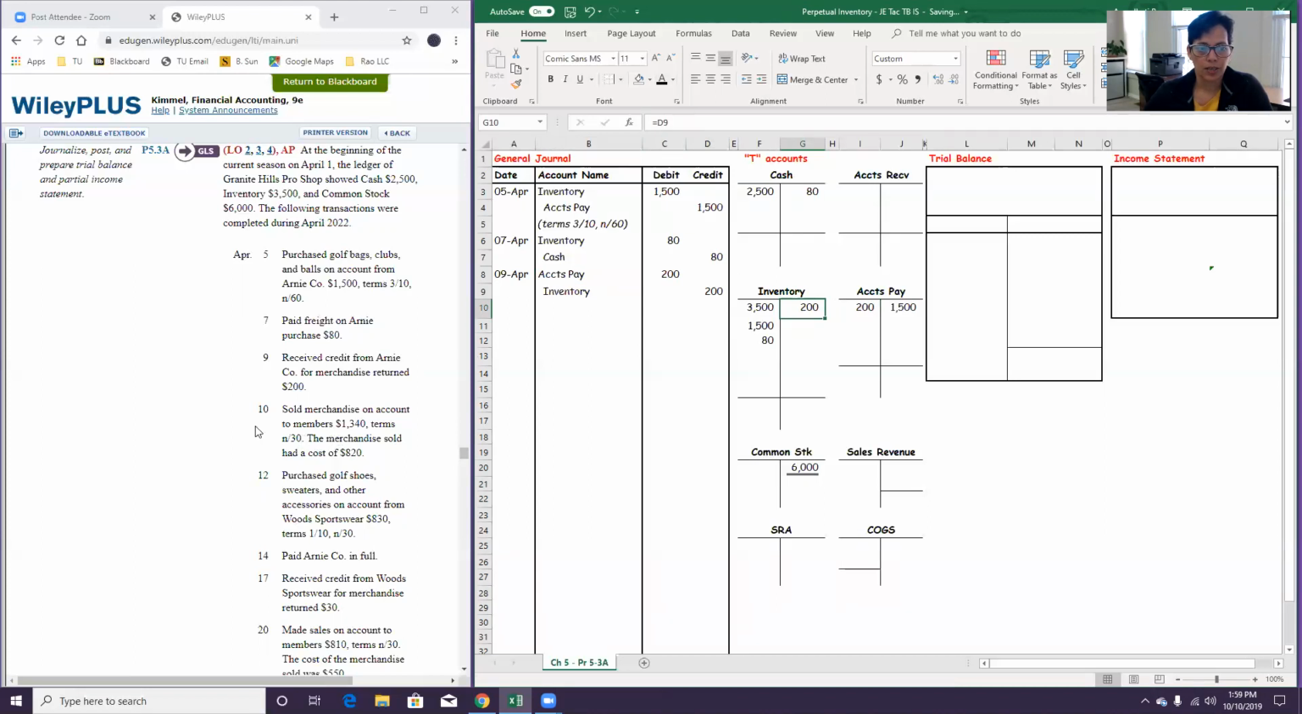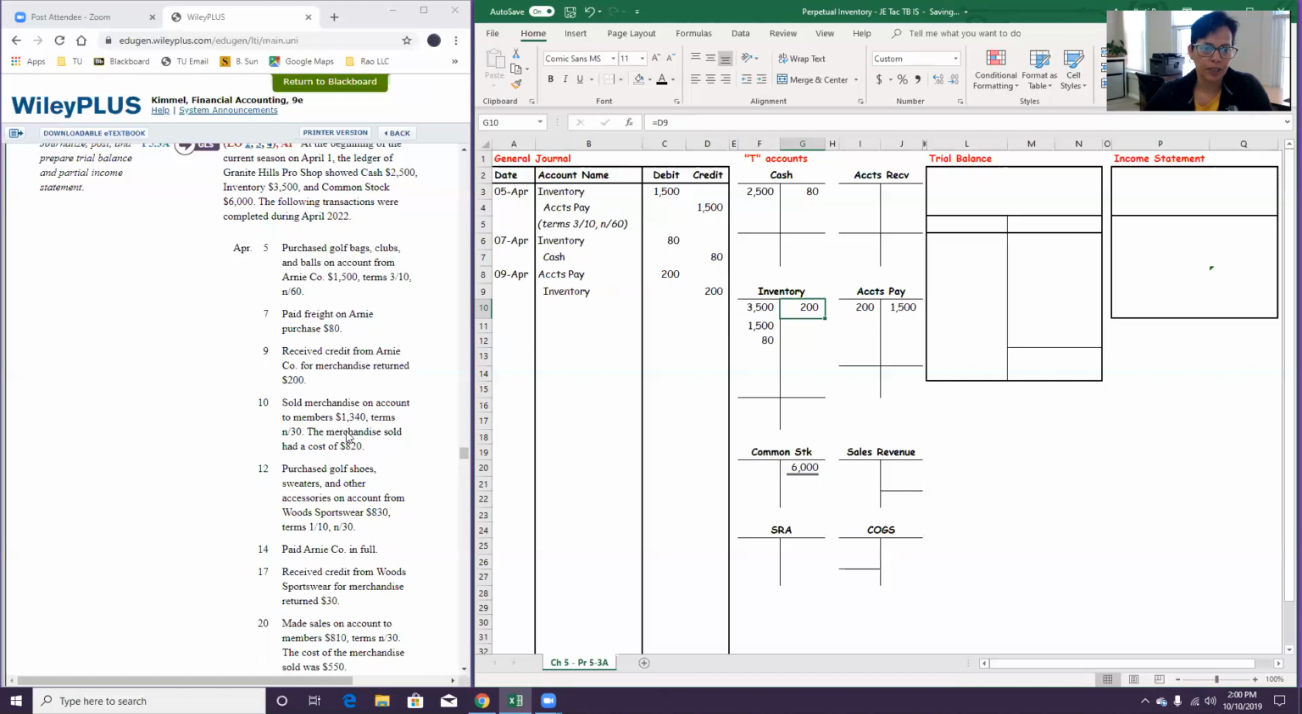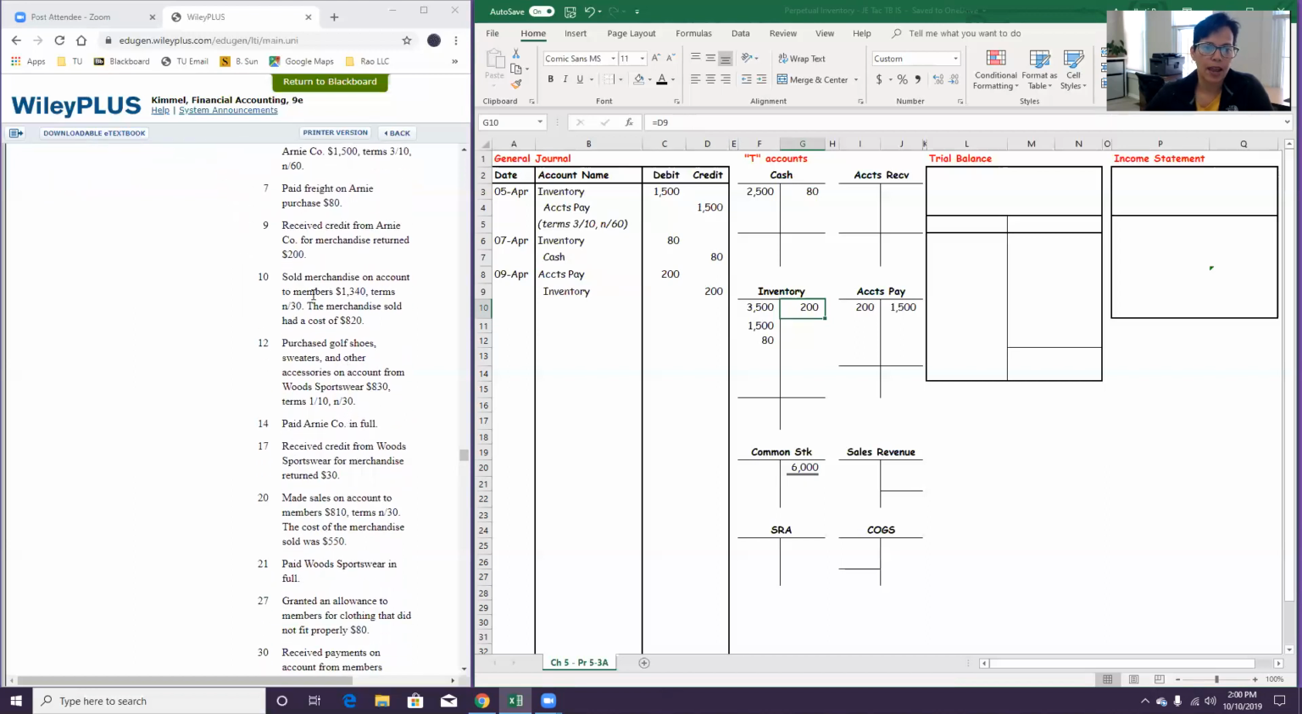The fourth transaction now is April 10th. We sold merchandise on account to members for $1,340. Terms are net 30. The merchandise sold had a cost of $820. Again, let's analyze this a little closely. I have made a sale on account. I didn't get cash. I'll get the cash later on. Am I offering any discount? No. I'm just saying you have 30 days to make the payment. And since we're using the perpetual inventory system, I'll have to update my inventory records with this amount.